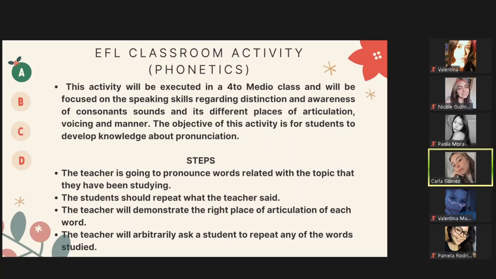The steps are: first, the teacher is going to pronounce words related to the topic that they have been studying. The second is that the students should repeat what the teacher said. Next, the teacher will demonstrate the right place of articulation of each word. And finally, the teacher will arbitrarily ask a student to repeat any of the words studied.